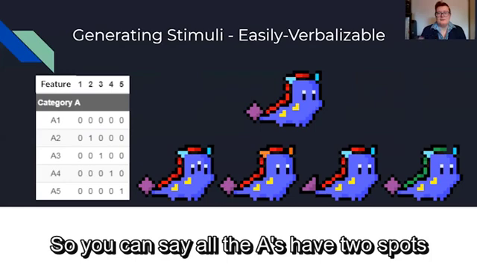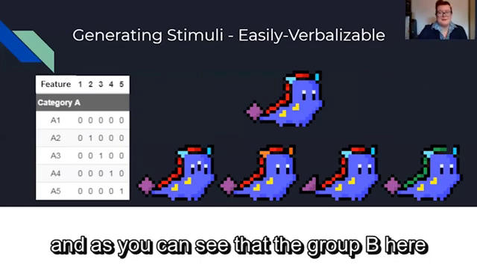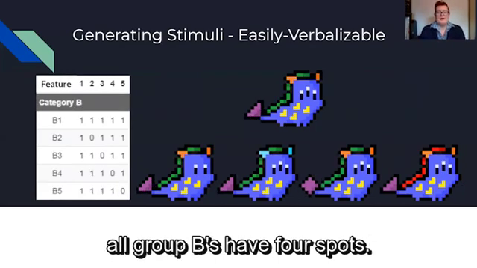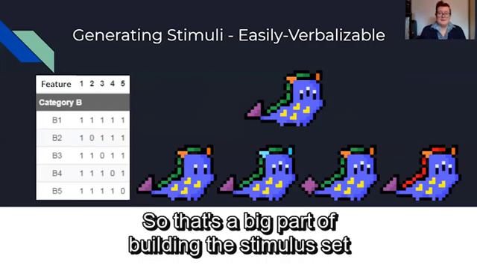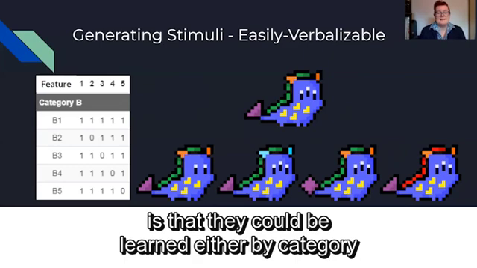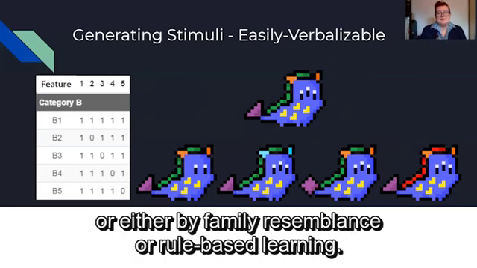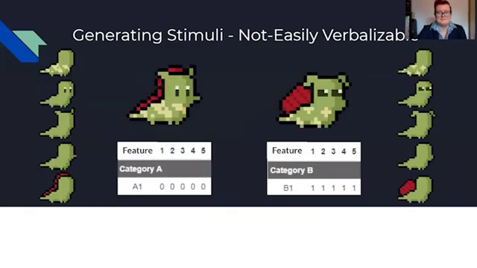So you could say all group A's have 2 spots, and as you can see with the group B here, all group B's have 4 spots. So that's a big part of building the stimulus set, is that they could be learned either by category or either by family resemblance or rule-based learning.